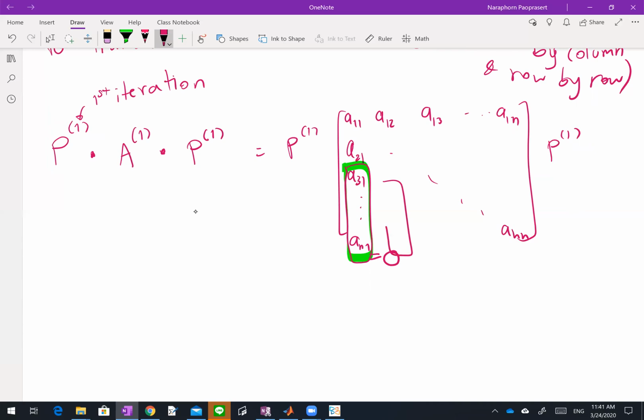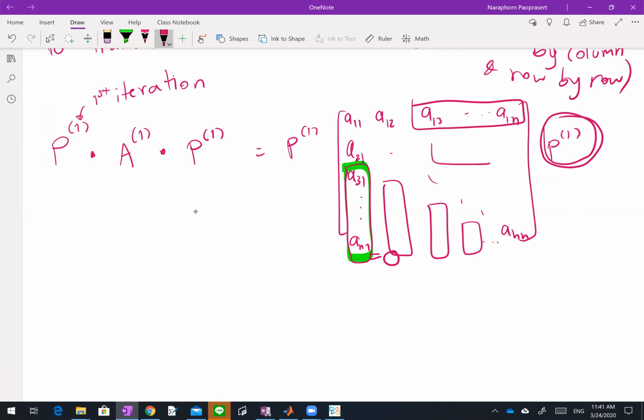And then in the second row, we're going to make this column 0. In the third row, we're going to make this column 0. So keep doing it; you're going to transform all the columns that you don't need to be 0. And similarly for the P1 in the back, you're going to change the first row to be 0, second row to be 0, third row to be 0, and so on and so forth. So this is the step that we are going to do for the Householder method.